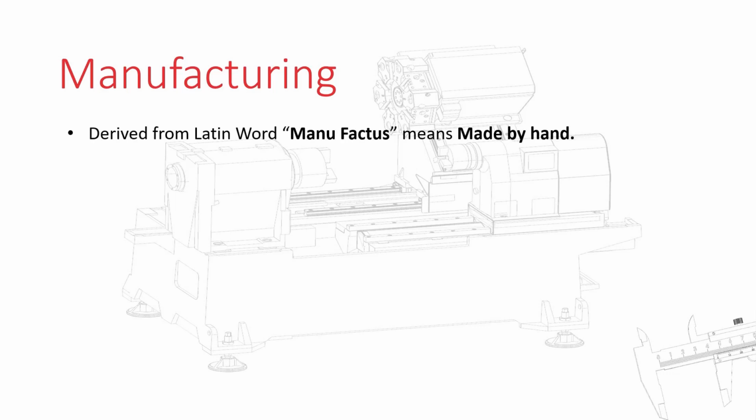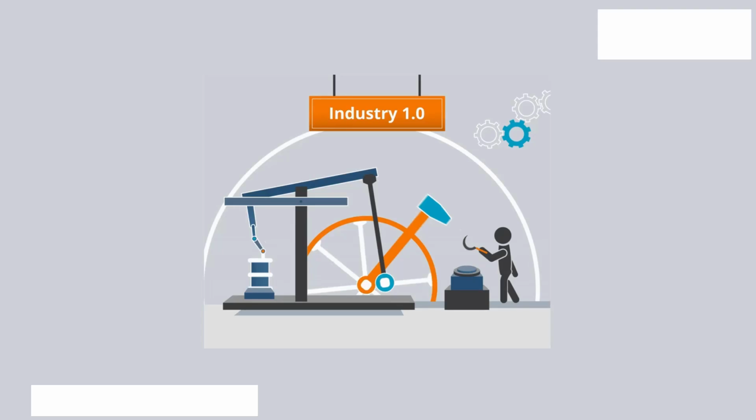Manufacturing is derived from the Latin word manufactus, which means made by hand. This first form of manufacturing was used in tool making, shoe making. Soon those hands are replaced with engines, which caused an industrial revolution by the invention of the steam engine. This is also termed as Industry 1.0.